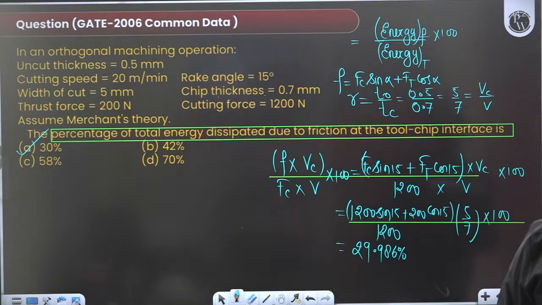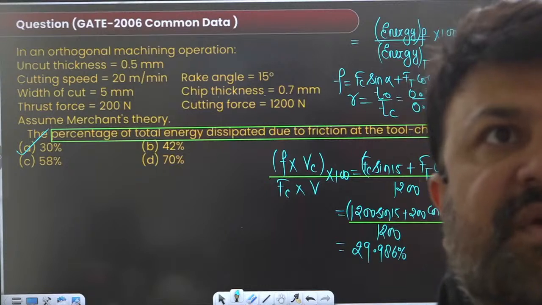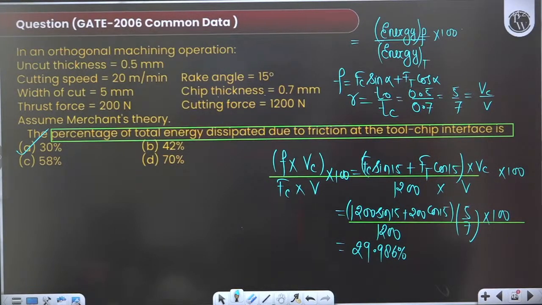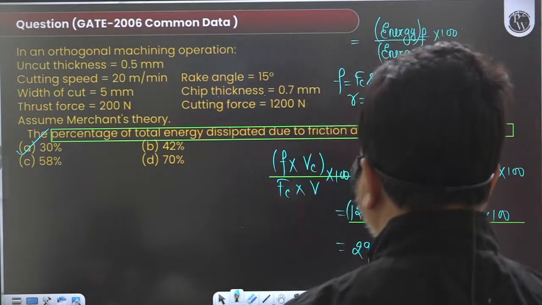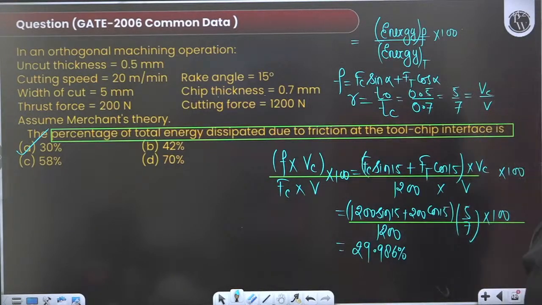What happened? B or A? B or A? In front of you, 29 point something is coming. How can you say B is the answer?